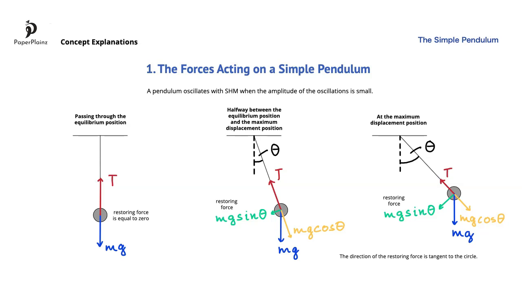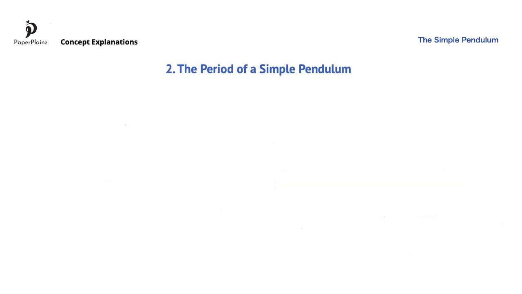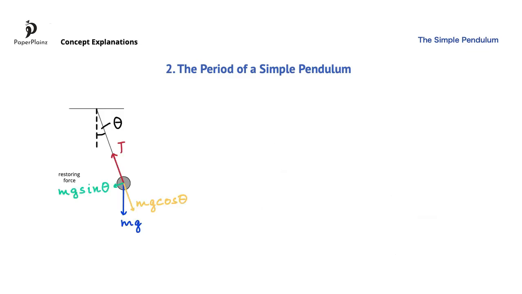Now that we understand the forces that act on a simple pendulum, we are ready to derive the equation for the time period of the pendulum. Let's start with the force diagram for the pendulum when it is displaced from the equilibrium position. As we saw earlier, the restoring force is equal to mg sine theta. We can write that this is equal to m times a, where a is the acceleration due to the restoring force. For small angles, sine theta is equal to theta.